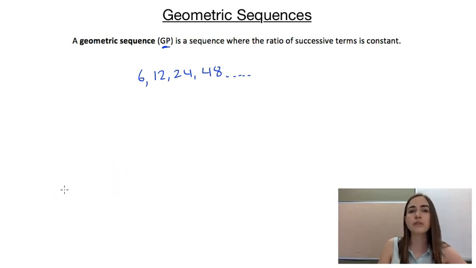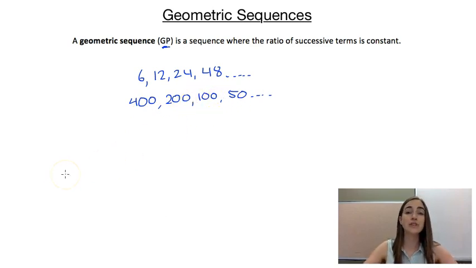We could also, for example, times by a fraction. So if we started with 400, for example, we could times by a half. So we'd have 200 and then 100 and then 50. Even though it's going down, we're still multiplying by the same thing. We're multiplying by half each time, so it's still a geometric sequence.